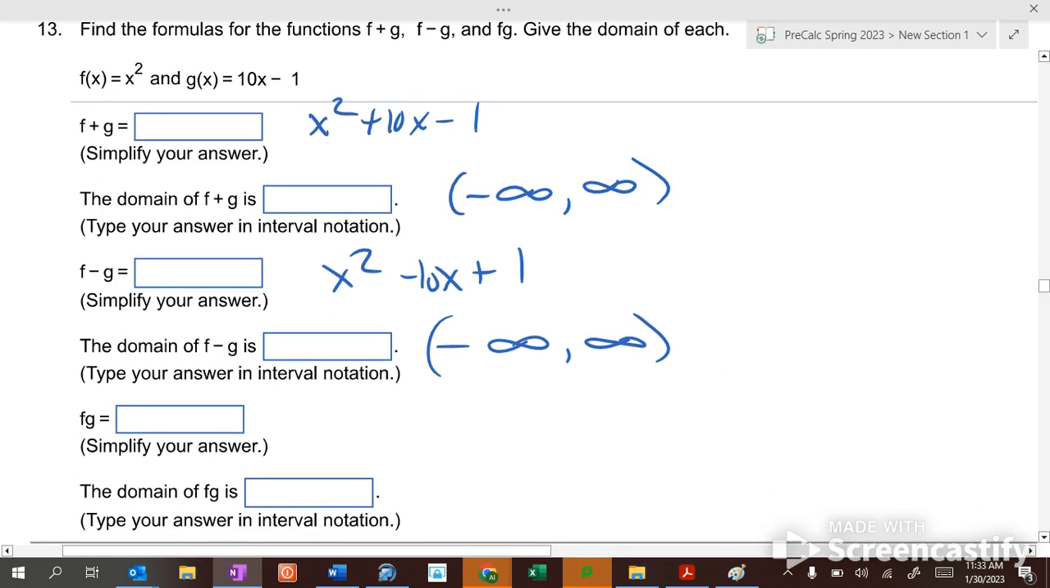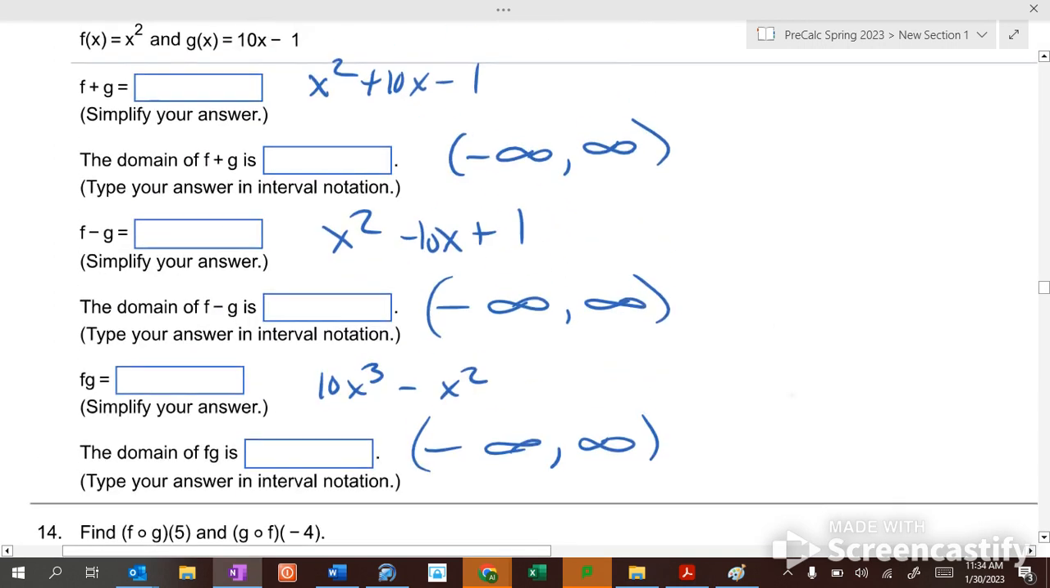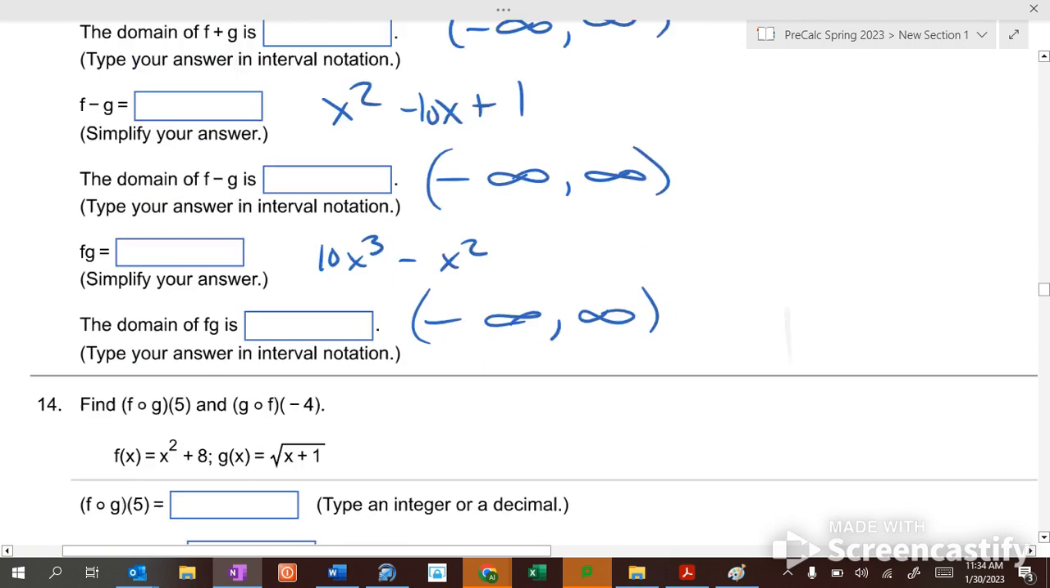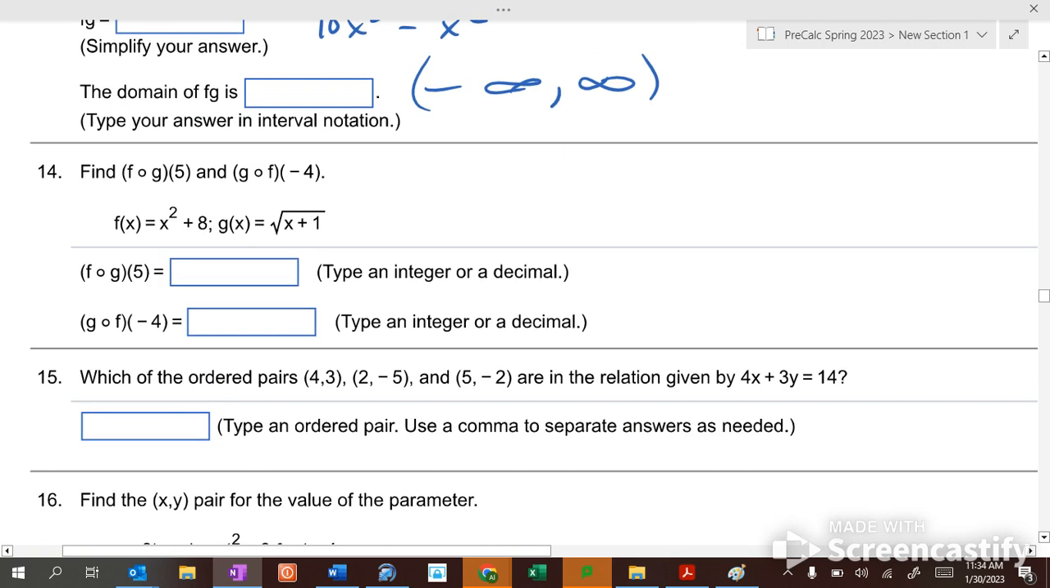F times g of x is 10x cubed minus x squared. Again, nothing restricts that domain because there's no fractions and no square roots. But the last one, we don't have to do the dividing one. So we're good. F of g of x and g of f of x.